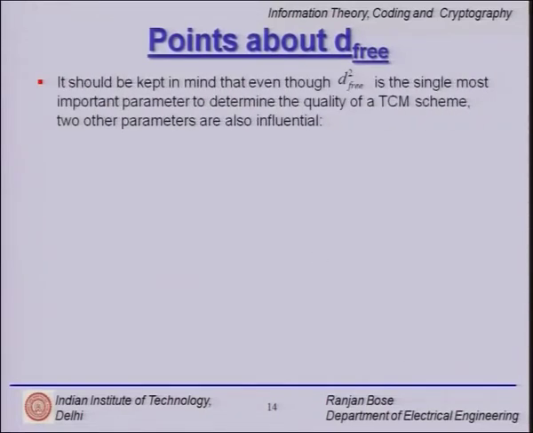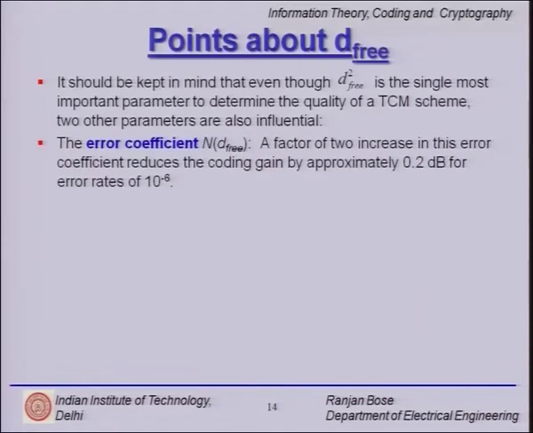A couple of things that we must keep in mind while talking about d free. The squared free distance is the single most important parameter to determine the quality of a TCM scheme. So, if we have to compare two schemes, the first thing we should do is to compute d free. Please note, d free calculation does not have to be done from the all 0 path, because we are dealing with a non-linear code here. However, two other parameters are also important. The error coefficient N(d free) tells us how many paths in the trellis contribute to this d free.